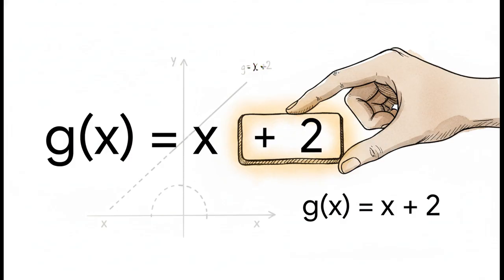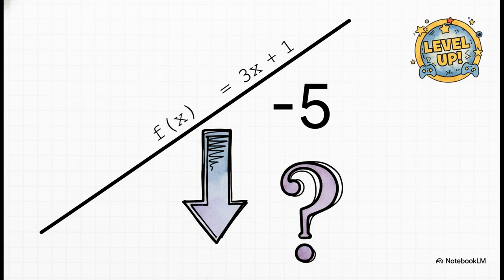So we take our original function x, and we just tack that plus 2 right onto the end. The new function is g of x equals x plus 2. See? It's that direct. All right, time to level up just a little bit.